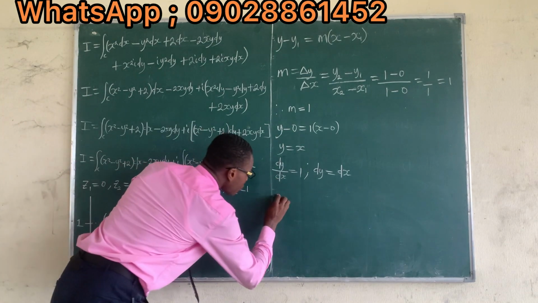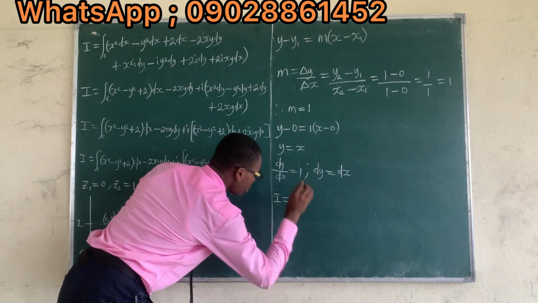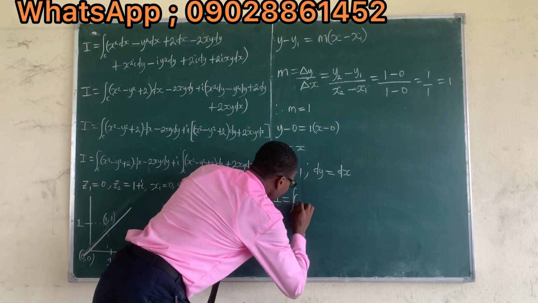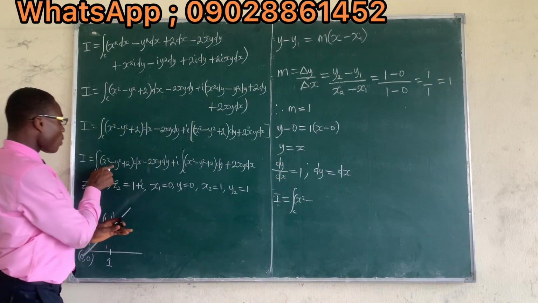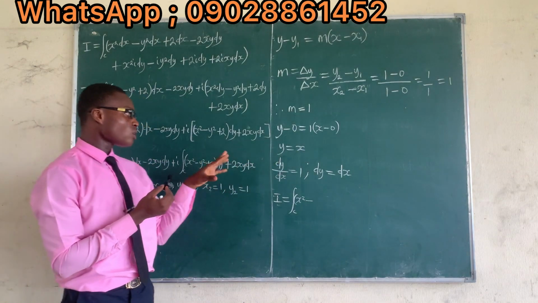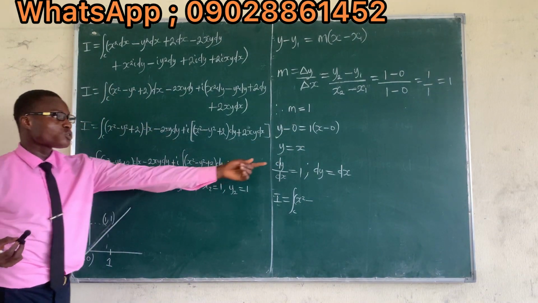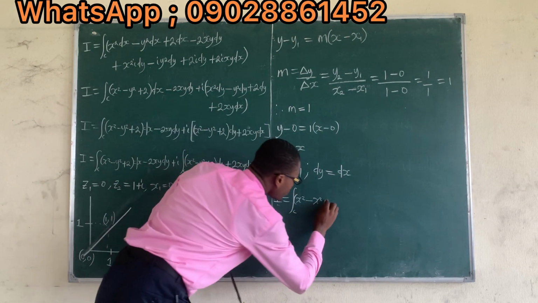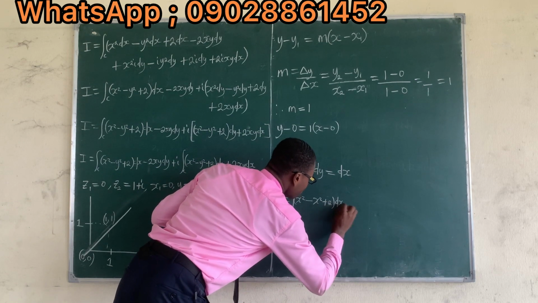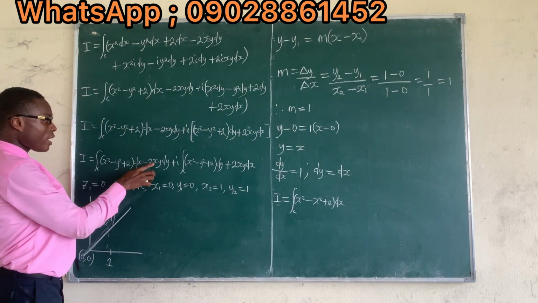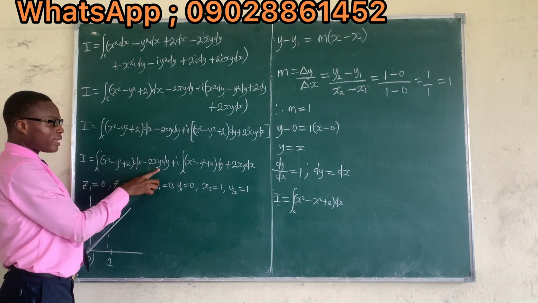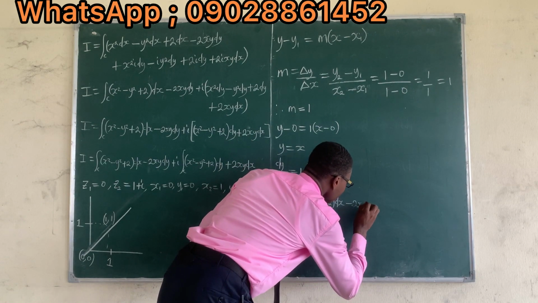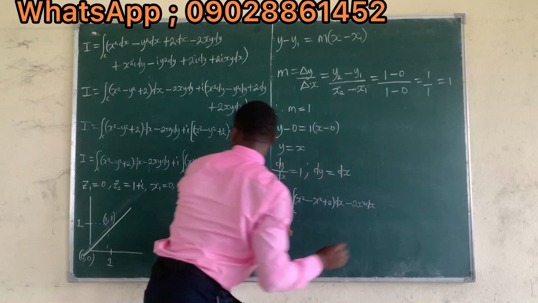From I, we are going to have I equal to the integral of (x squared minus y squared) dx minus 2xy dy. We have said that y is equal to x, so y squared will be equal to x squared. So we have x squared minus x squared, and then minus 2xy dy, but y is x and dy is dx, so we have minus 2x squared dx.